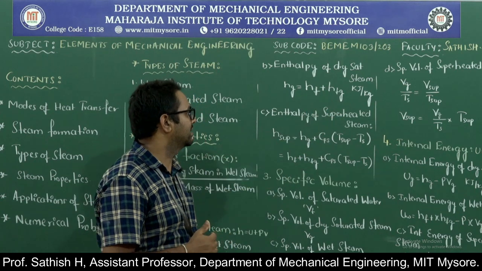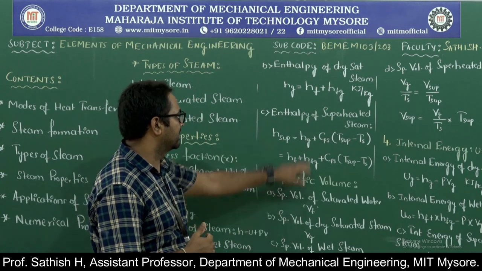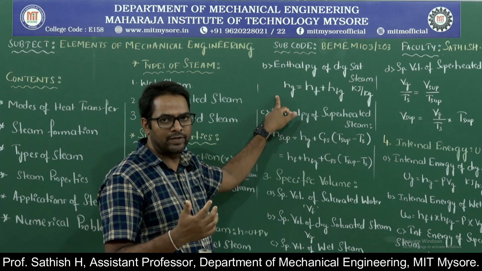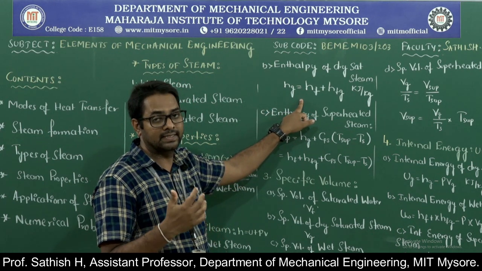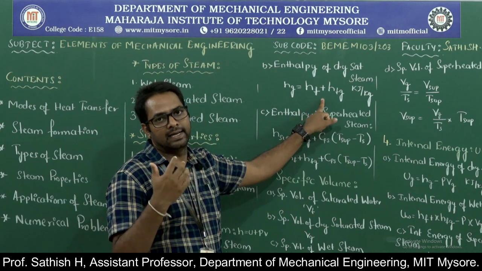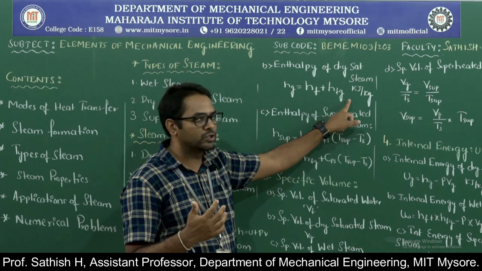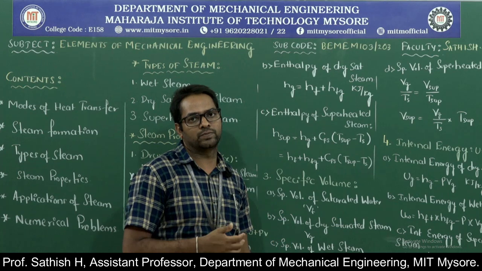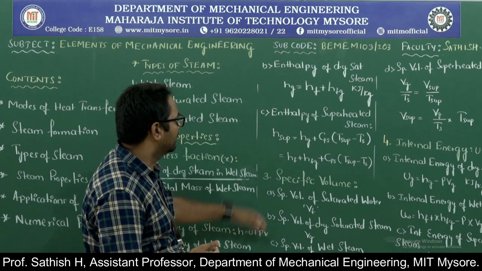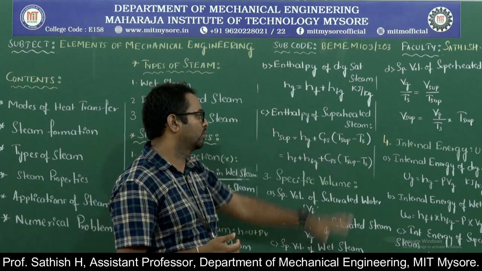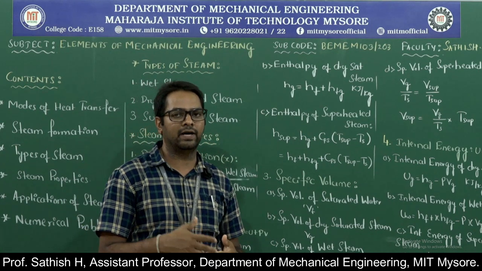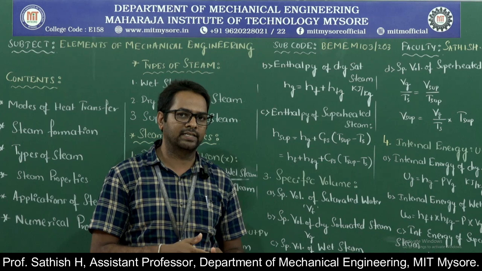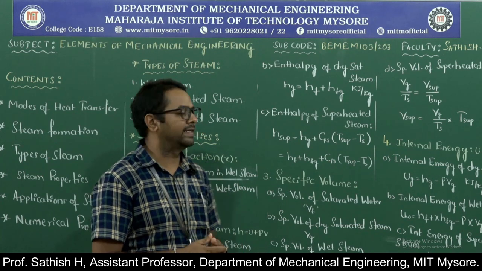So Hg is equal to Hf plus Hfg, or the enthalpy of the dry saturated steam is equal to the sensible heat plus the latent heat of evaporation, which also has the units of kilojoules per kg. Similarly, we have the enthalpy of the superheated steam. If you keep on supplying heat to the dry saturated steam, it will enter into the superheated state.